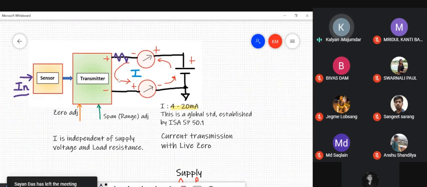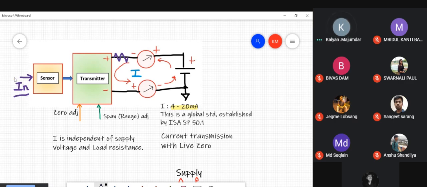So the transmitter produces a 4 milliampere output whenever the input is 0%, that is, input is equal to the lower range value. And the transmitter produces a 20 milliampere output whenever the input is equal to 100%, or the upper range value. So as the input changes from 0% of the measurement range to 100% of the measurement range, the output current changes from 4 milliamperes to 20 milliamperes. So 4 milliampere output is 0% output of the transmitter. 20 milliampere output is 100% output of the transmitter.